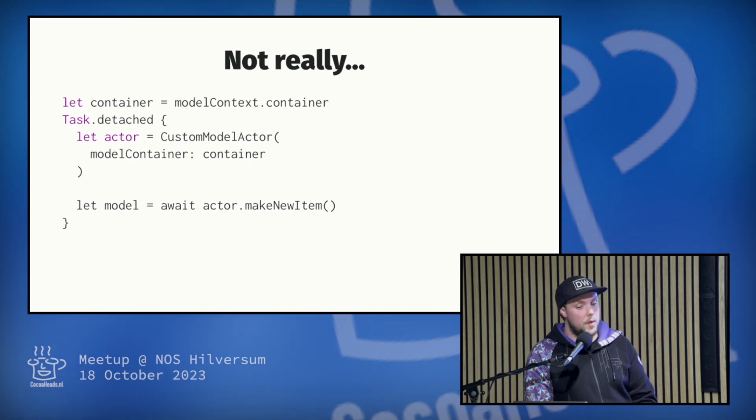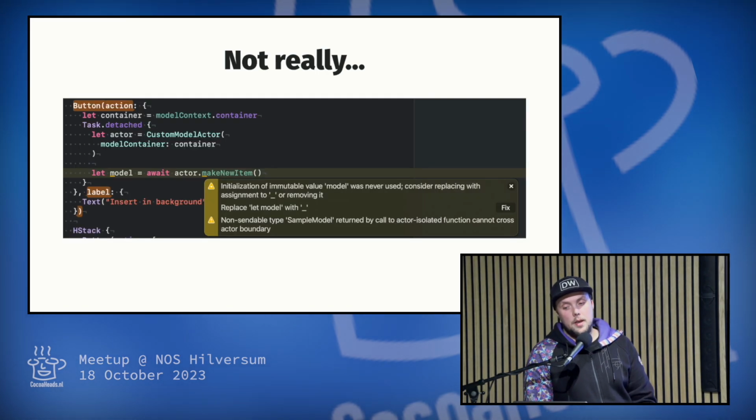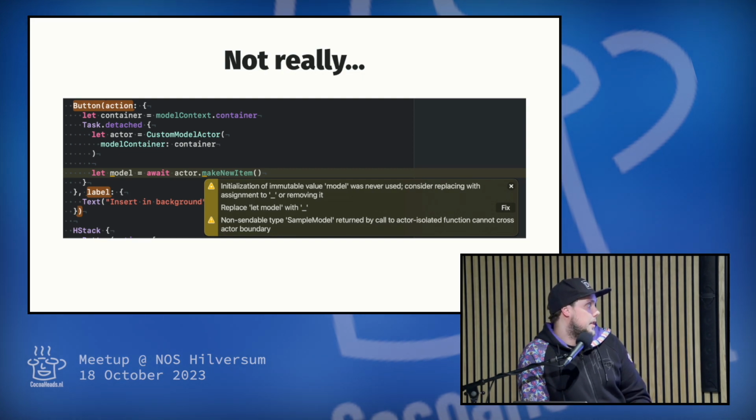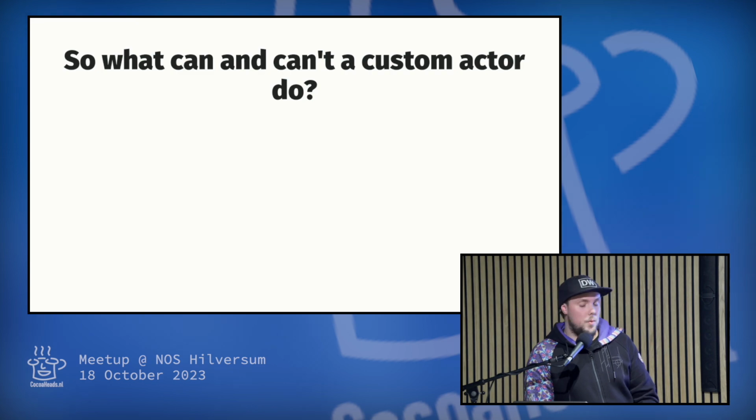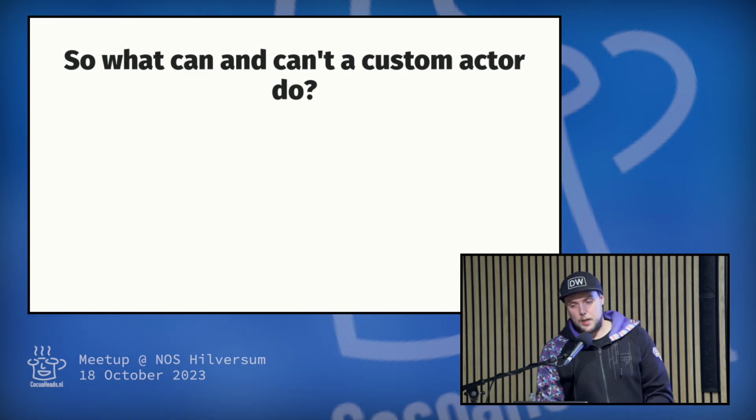However, when we try to do this, we're back in sendability hell. Because we're going to get some warnings saying non-sendable type SampleModel returned by call to actor-isolated function cannot cross actor boundary. So we shouldn't be doing that. And again, I really wish this was an error because it's clearly telling me what you're doing is dangerous. You're going to run into data races. It's going to be hard to debug, but it's just warning me. So with a custom actor, what can and what can't we do?